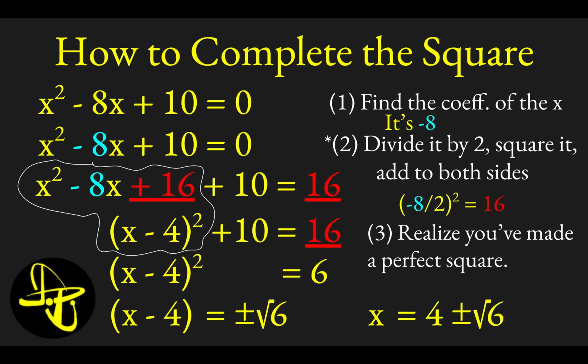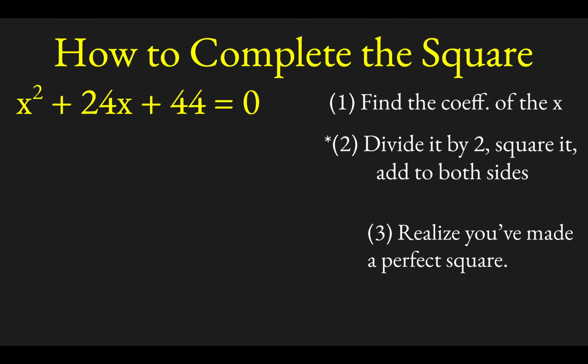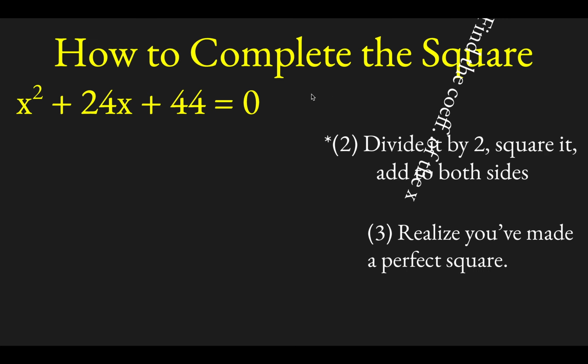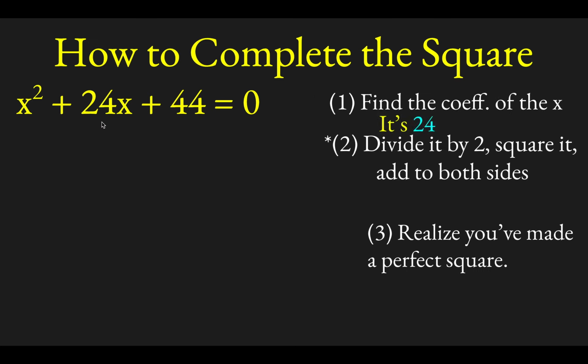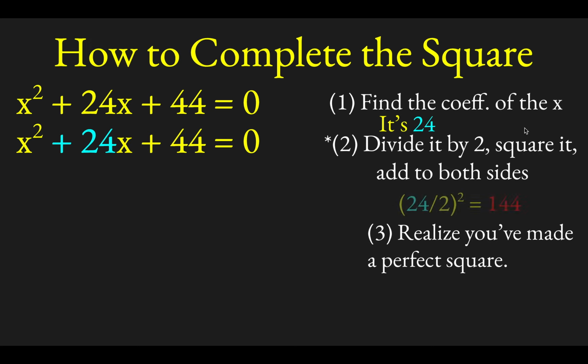Let's look at one more example just to see how this works. We'll follow the exact same plan. We're going to complete the square in order to solve this quadratic right here. So the first thing we're supposed to do is find the coefficient of the x, and it's 24. So there's our coefficient of the x. The next thing we need to do is divide it by 2, square it, and add it to both sides. If you divide 24 by 2, you get 12.